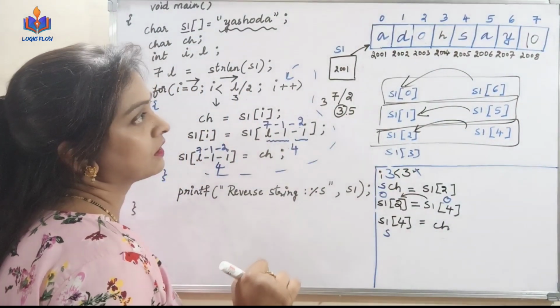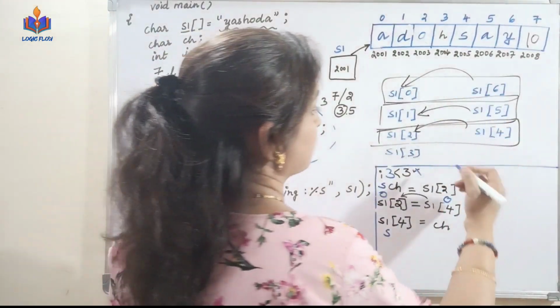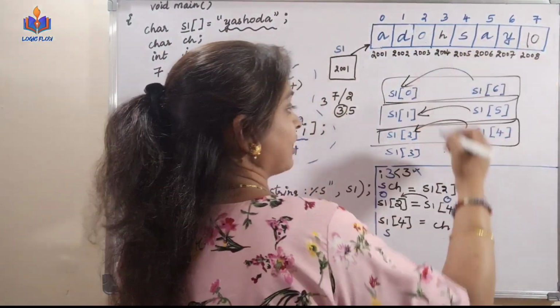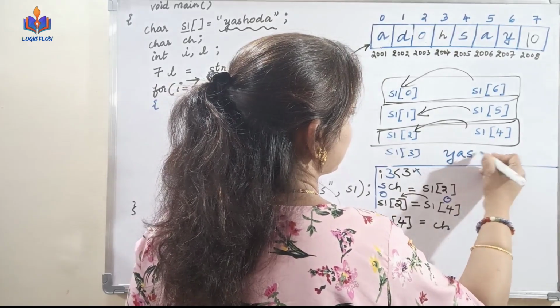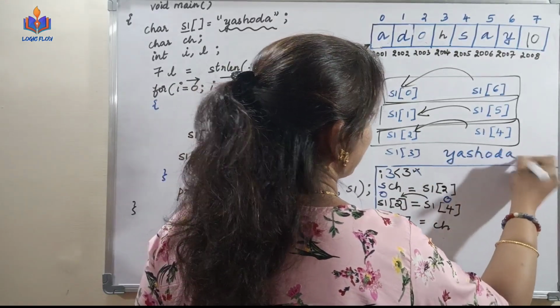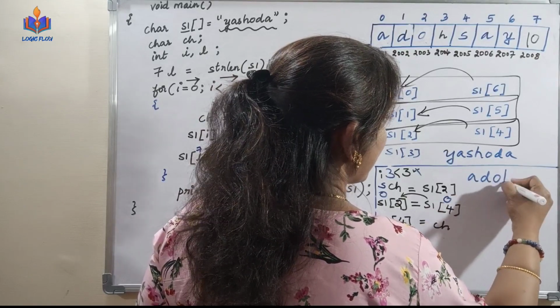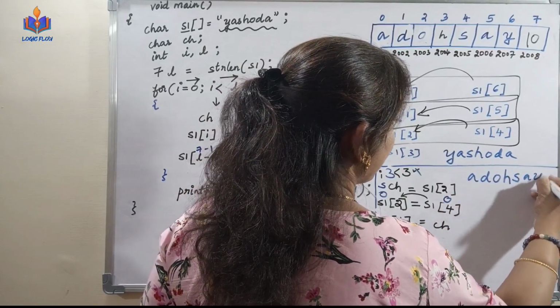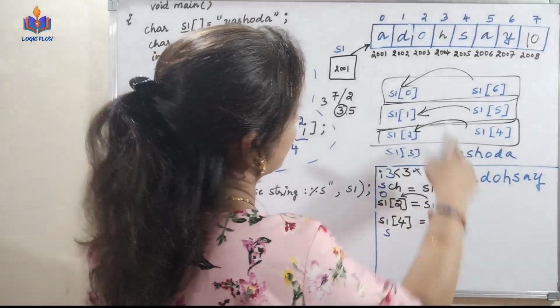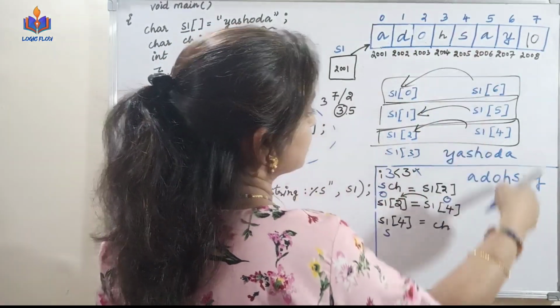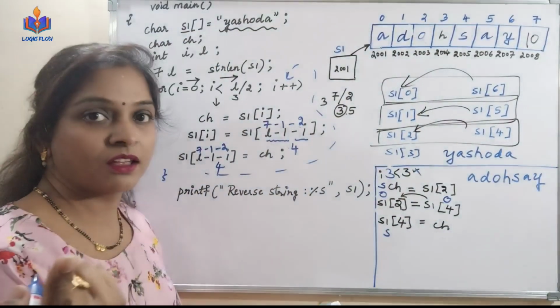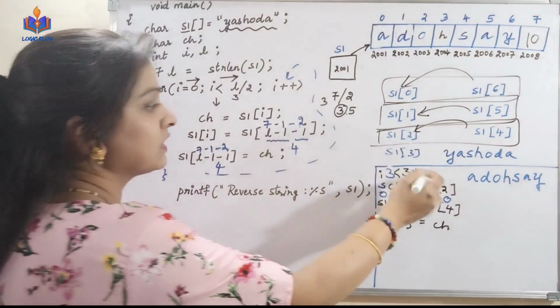What is the reverse string? So let me write the original name. So it is, see, even I am getting confused. It is YASHODA. Reverse: ADOHSAY. Did I get that? ADOHSAY. See? Reverse string. So 3 less than 3, condition not satisfied.